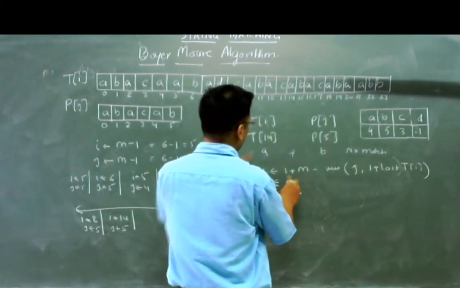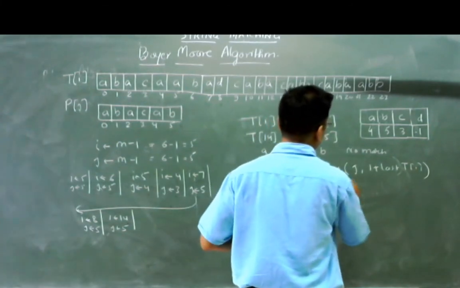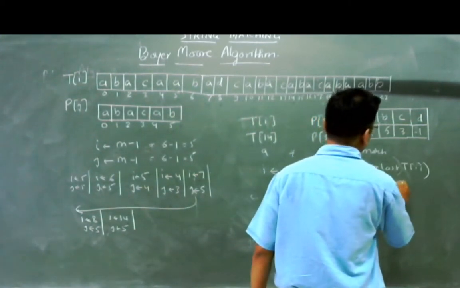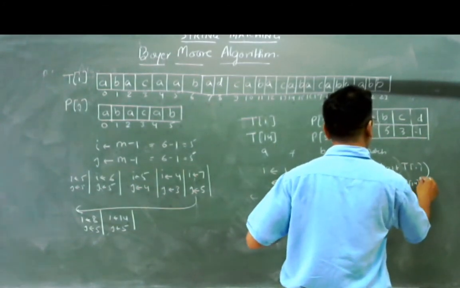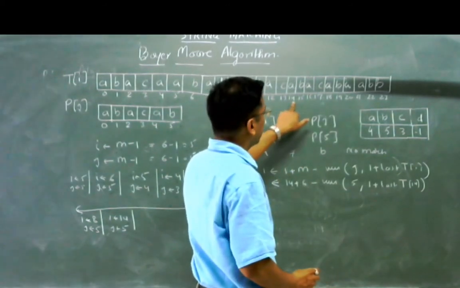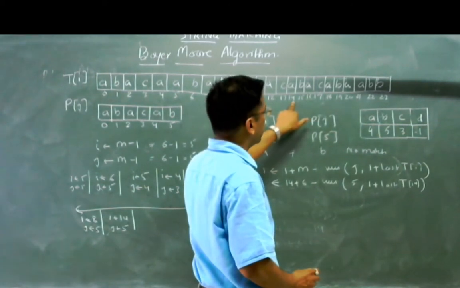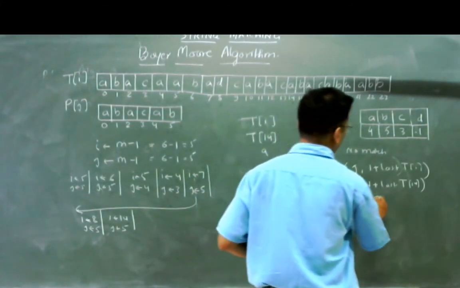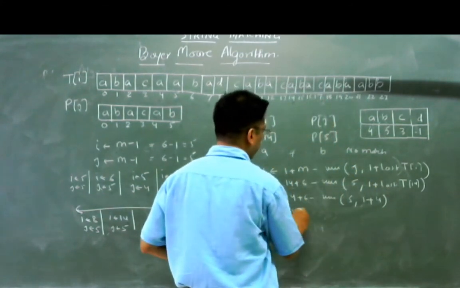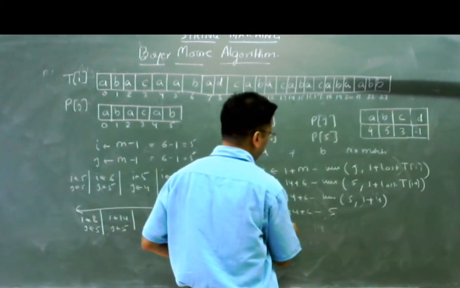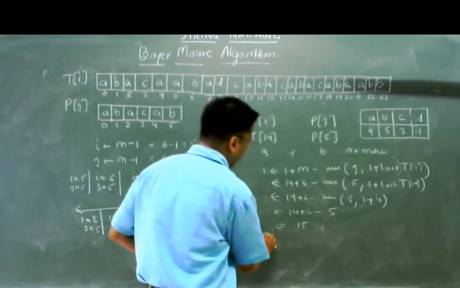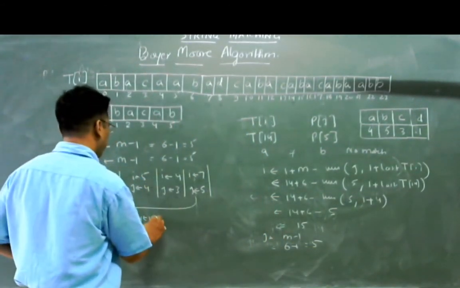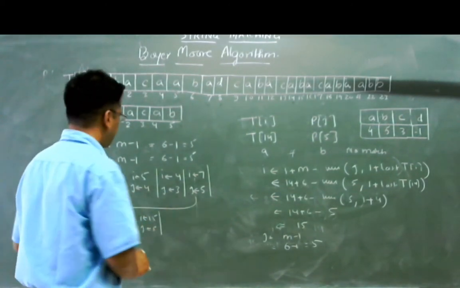The formula is i equals 14 plus 6 minus minimum of j, here j equals 5, comma 1 plus last of t i, where i is 14. So T14 has element A, so last of T14 would be equal to 4. So that would be 14 plus 6 minus minimum of 5 comma 1 plus 4. So the minimum is 5, and 14 plus 6 minus 5 would be equal to 15, right? So i would be 15 and j would be m minus 1, means 6 minus 1 equals 5. So the new values are i equals 15 and j equals 5, right?